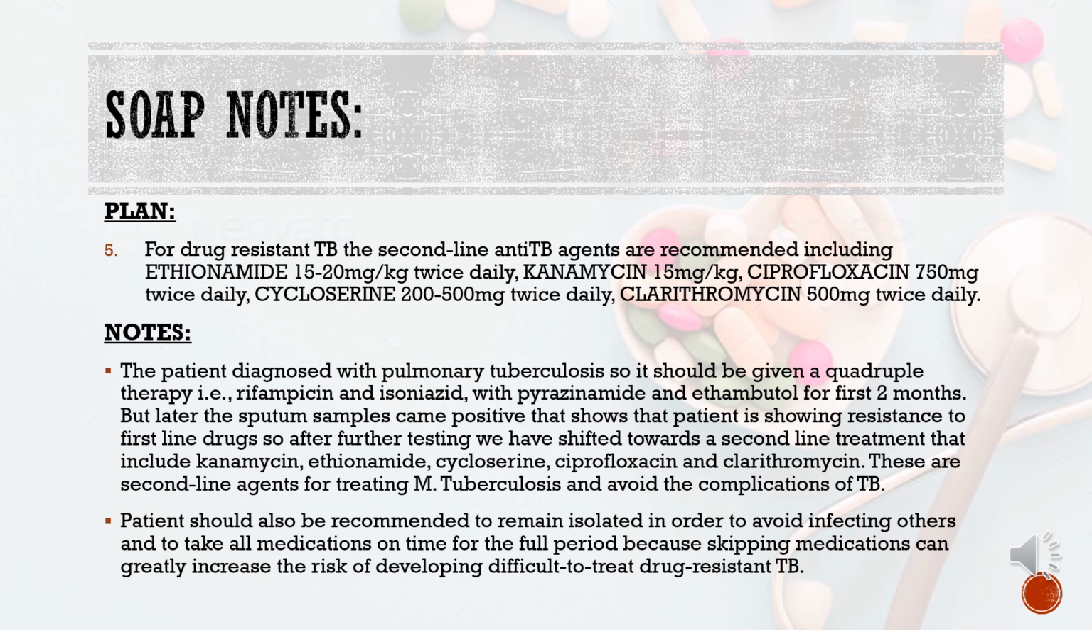So the patient was diagnosed with pulmonary tuberculosis and we first gave her a quadruple therapy that includes rifampicin, isoniazid, pyrazinamide and ethambutol for the first 2 months, but later the sputum samples came back positive, which shows that the patient is showing resistance to the first line drugs. So we will move towards the second line treatment.